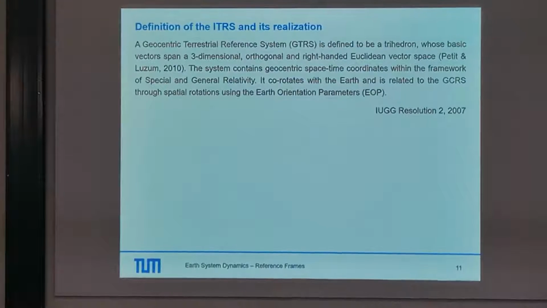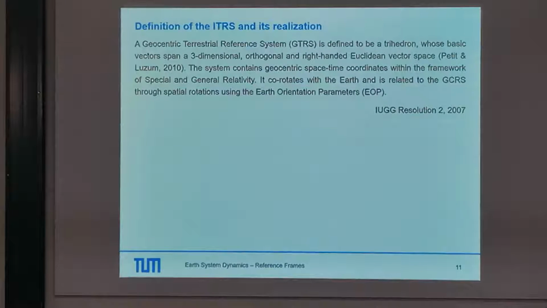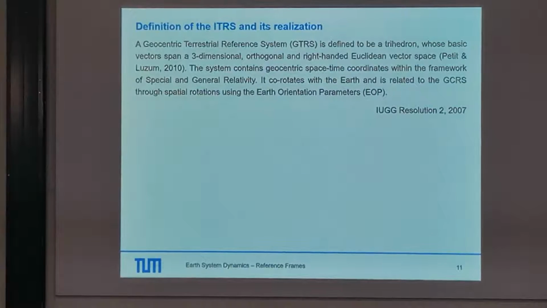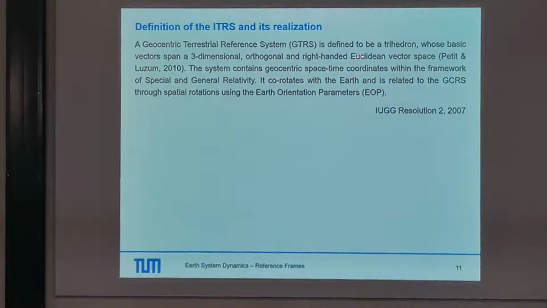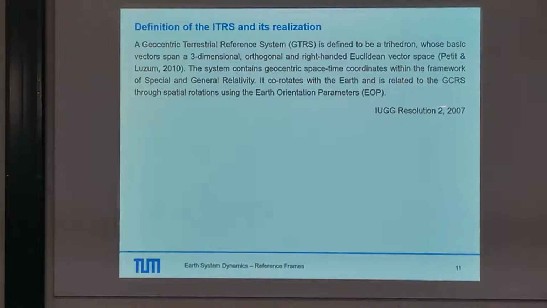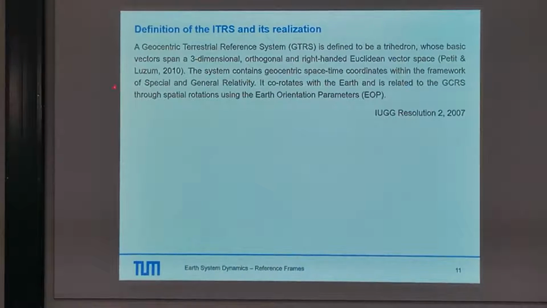That's why there will always be a discrepancy between the realized time, because we place our atomic clocks usually on the Earth's crust, and then with the so-called UTC, for example, Universal Time Coordinated, one global time system, this for sure differs from the system-defined geocentric time. It co-rotates with the Earth and is related to the GCRS, the geocentric celestial reference system, through spatial rotations using the Earth orientation parameters.